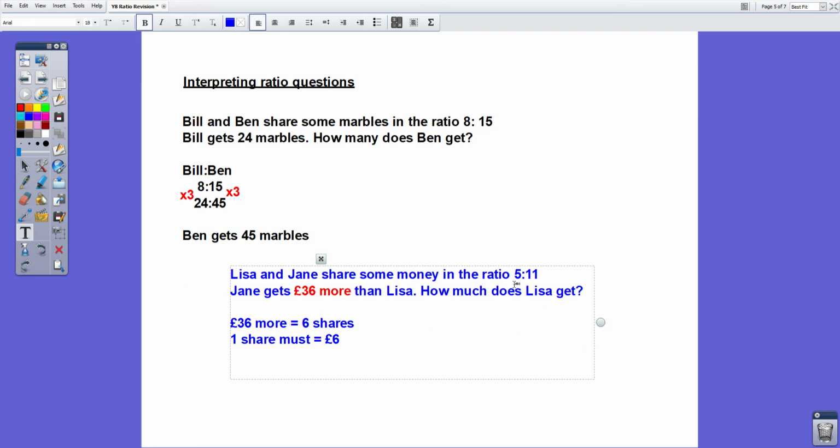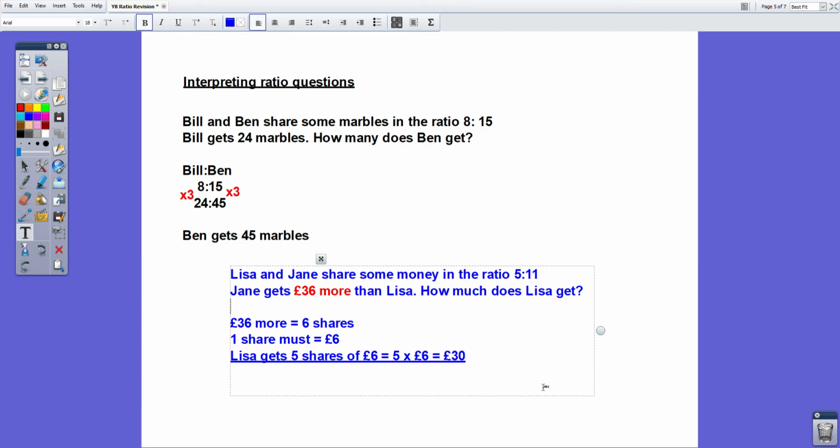So in other words, each one of these shares is £6. Lisa is getting 5 of those shares. Lisa gets 5 shares of £6. So she gets 5 times £6, which equals £30. Okay, and that is our answer.